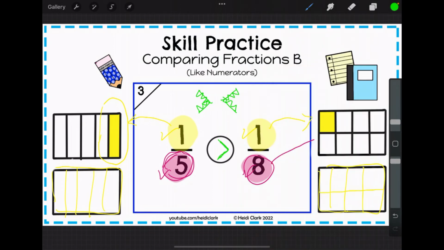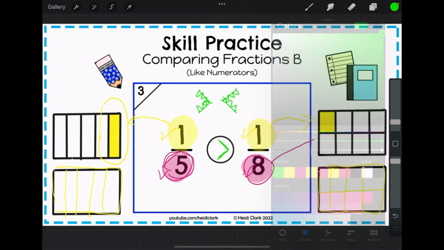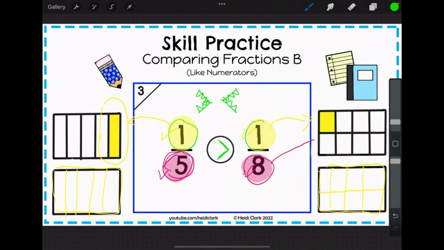So I want you to take a look at this for future reference. If 2 of the numbers are the same, like the numerators are the same, you can just look at the denominators. And let me ask you something. Do you want a big denominator or a small denominator? Which one's better if you want more chocolate? The smaller denominator is better because then you're sharing with less people, so you end up with a bigger piece.